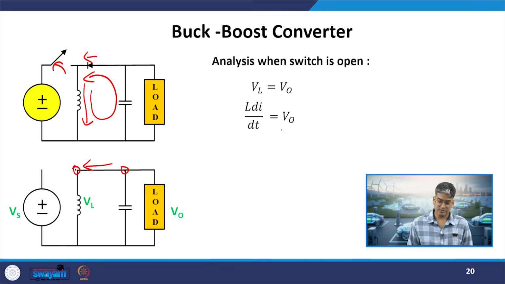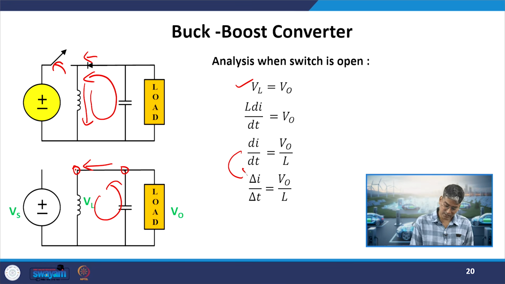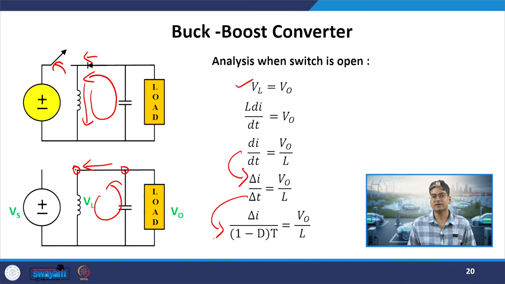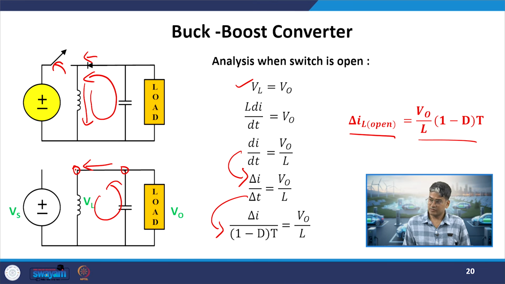Now, the same analysis from KVL: if I apply it in this loop, I will observe that the voltage across the inductor will be equal to the output voltage. That is, VL will be equal to L dI by dt. Then again, with the same linearization and the same assumption that my switching frequency is very high, I can replace dI by dt with delta I by delta t. If I rearrange that and replace the delta t value by (1 minus d) into T, the switch off time period, the relation between the change in inductor current when the switch is open and the output voltage will be given by this formula.